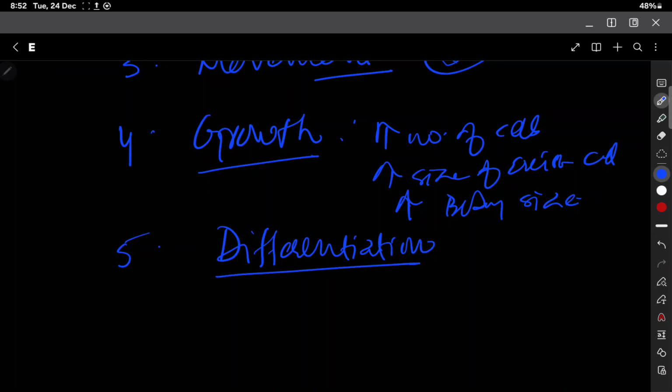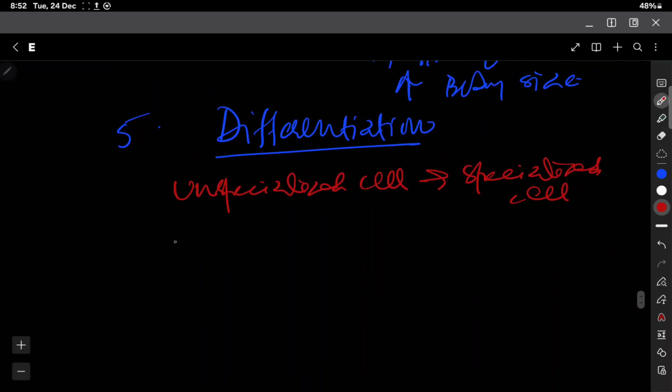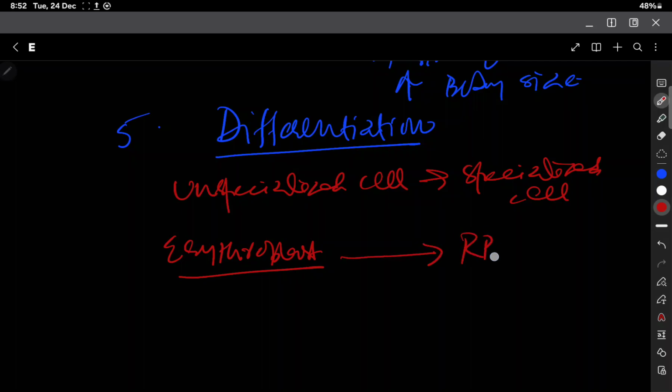So differentiation means when the unspecialized cell is converted into the specialized cell. So you have an unspecialized cell, it is converted into the specialized cell. For example, I will give you the example of the RBCs. So erythroblast, it is an immature cell, or it is an unspecialized cell. It gets developed into red blood cell, which is a specialized cell, by the process of hemopoiesis, which we will be studying later. So erythroblast into the RBC.